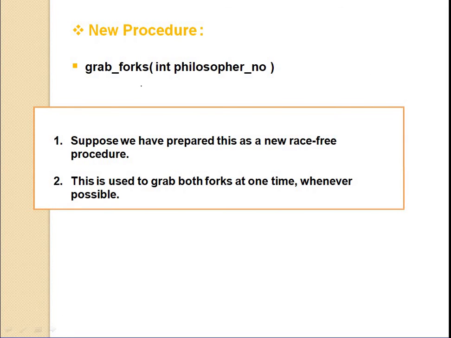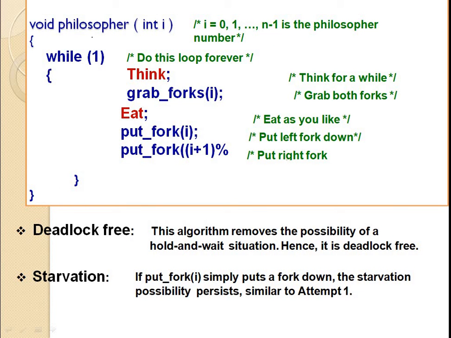So the new procedure is grab forks in philosopher number i. This is a new race free procedure. This is used to grab both forks at one time, whenever possible. So now the new code is void philosopher, where i is the number of the philosopher, from 0 to n minus 1. While true, if the philosopher is in thinking mode, it will grab the forks. If it grabs both forks, then it converts its mode to eating. After that, it will put the left fork and put the right fork.